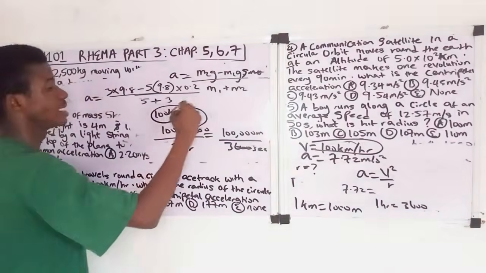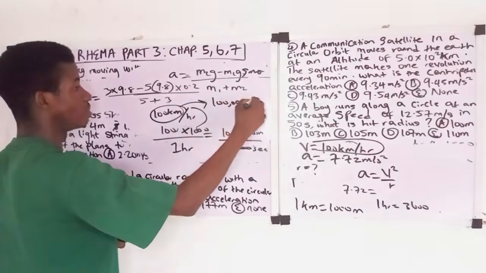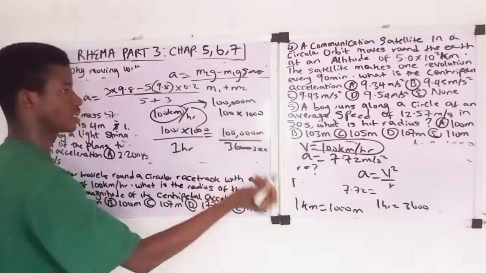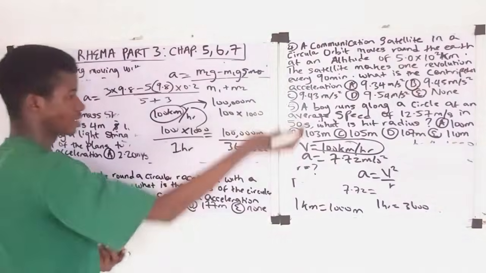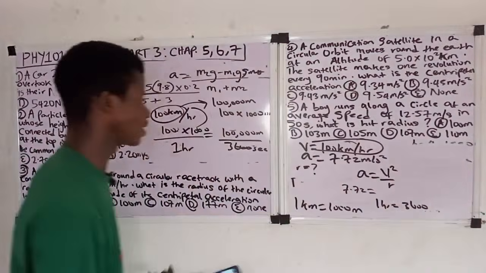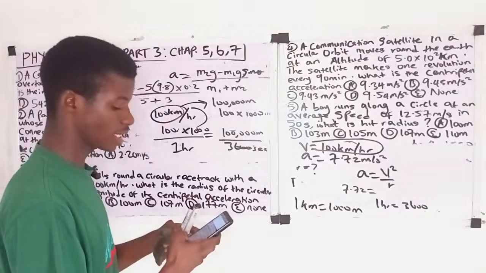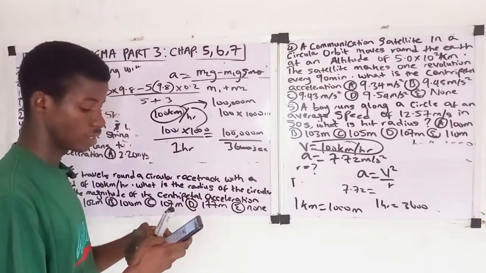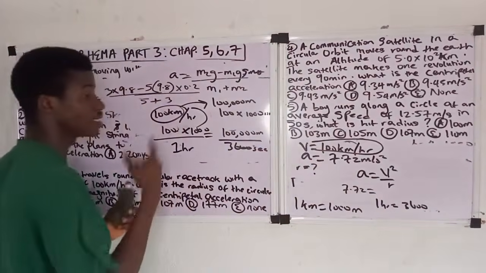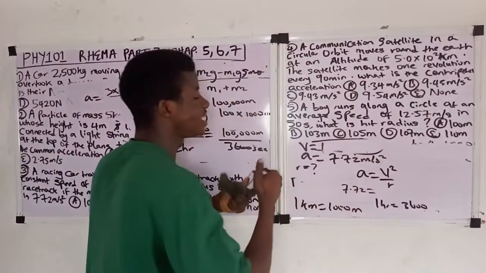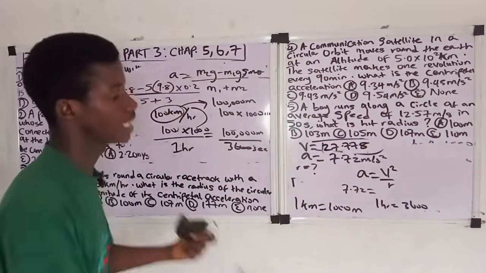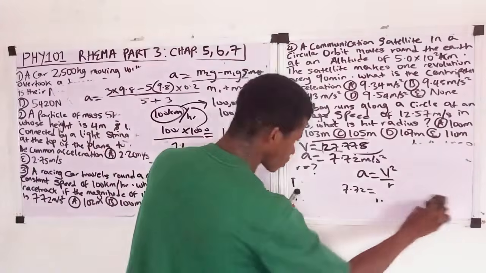Then 100 kilometers is 100,000 meters, because kilo means 1,000, so don't forget the meters. So 100,000 divided by 3,600 gives us 27.77. So our velocity in meters per second is 27.7777, approximately 27.778.